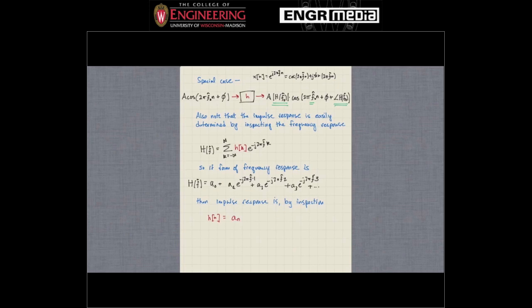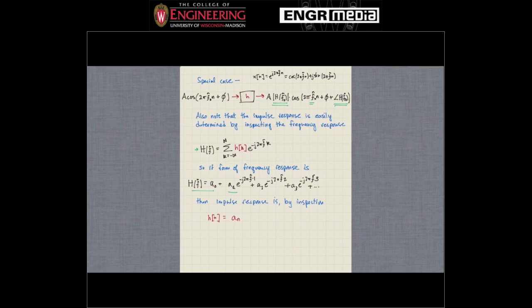The second point is that it's important to see that a lot of times if we're given the frequency response, we can just back out what the impulse response was. And what do I mean by that? Well, let me first remind you of the definition of the frequency response. That's written right here. And if we have a frequency response whose form is as follows: some constant a0, plus a1 multiplied by e to the minus j 2 pi f hat, plus some other a2 times e to the minus j 2 pi f hat times 2, and so on.